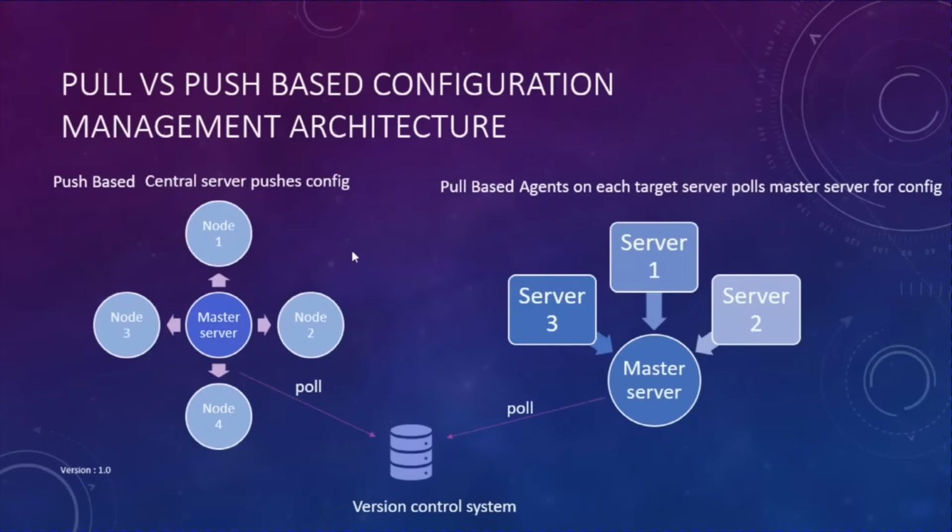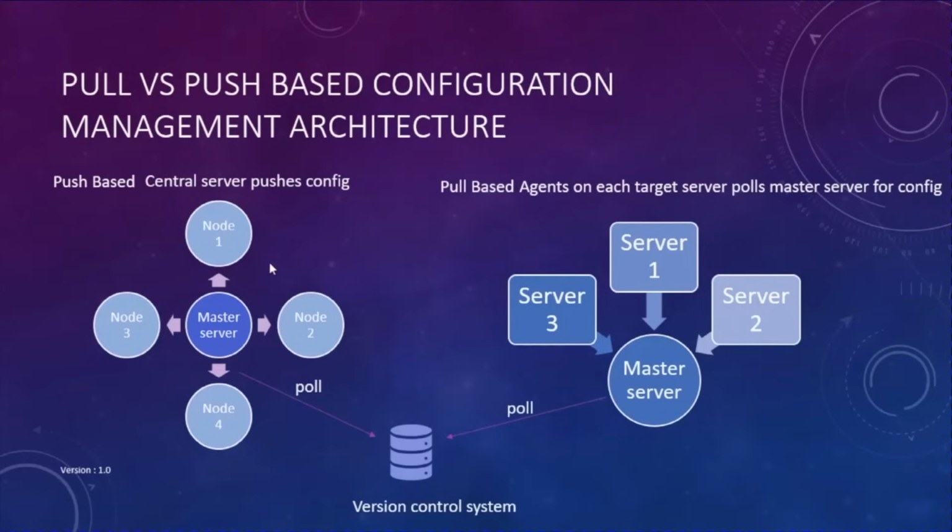Now compared to pull-based, in a push-based architecture, a central server pushes the configuration changes onto the target systems. Ansible is push-based. In a pull-based system, clients contact the server independently of each other. Therefore, the system as a whole is more scalable than a push system. However, the downside is that you need to install and manage an agent on each of the target systems.